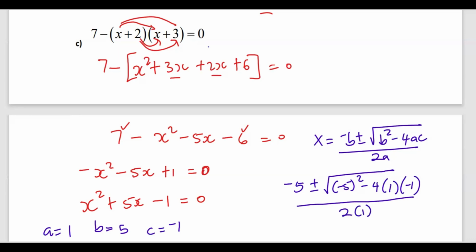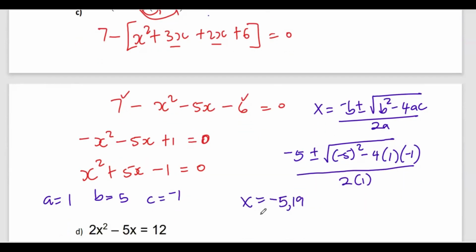Okay, then we can just punch this into the calculator. What I'm getting is that the first x value is negative 5,19. And then my second x value is going to be 0,19. Okay. So formula, substitution, and then your answers. If you still have time, you can simplify what is under the sign and then get the answers, okay?